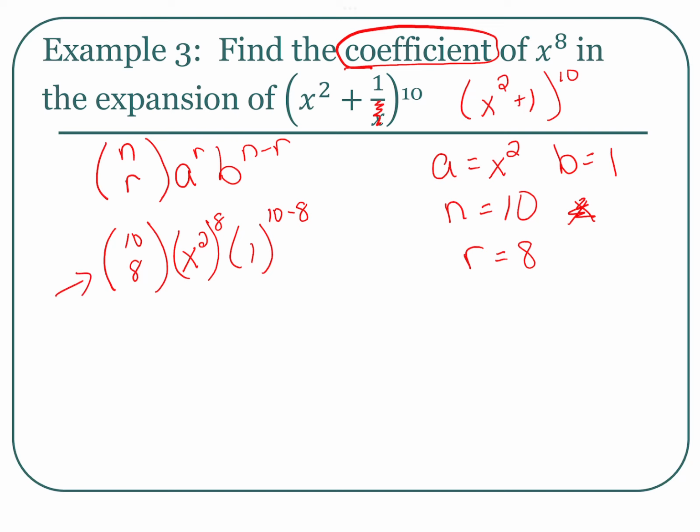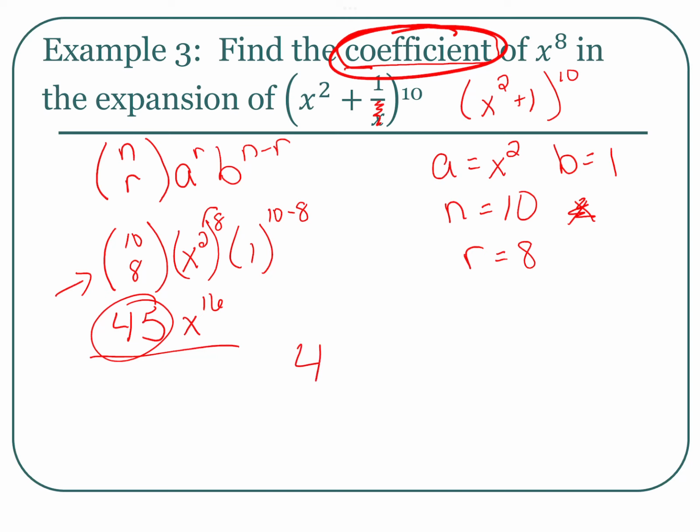So we need to do in our calculator, see if you can get this, 10 choose 8. I'm doing this right along with you. I just made this up real quick. It is 45. Remember, you multiply the exponents, so x to the 16th, and 1 to any power is just 1. So I have 45x to the 16th, but then it only wants the coefficient. So if all it asks for is the coefficient, you just give the number. Our answer would just be 45 right here.